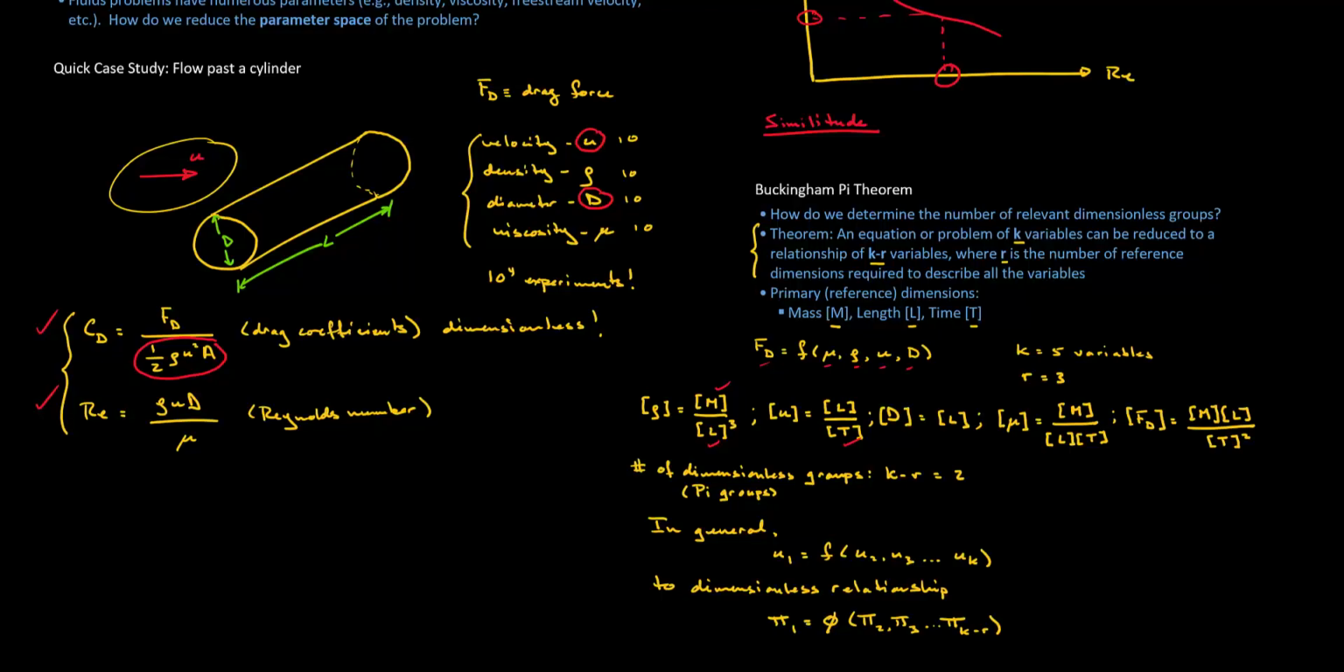But what is important to realize here is that the only thing the Buckingham Pi Theorem tells us is how many dimensionless groups we can reduce a problem to. It doesn't tell us, however, what these dimensionless groups are. And what we will do in the next video is find a systematic way to determine what these dimensionless groups look like.